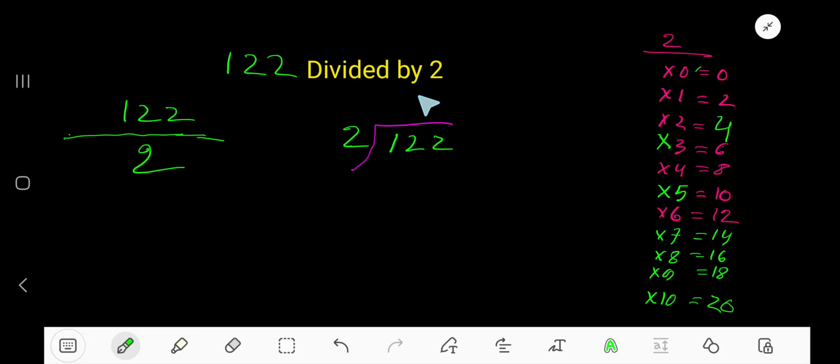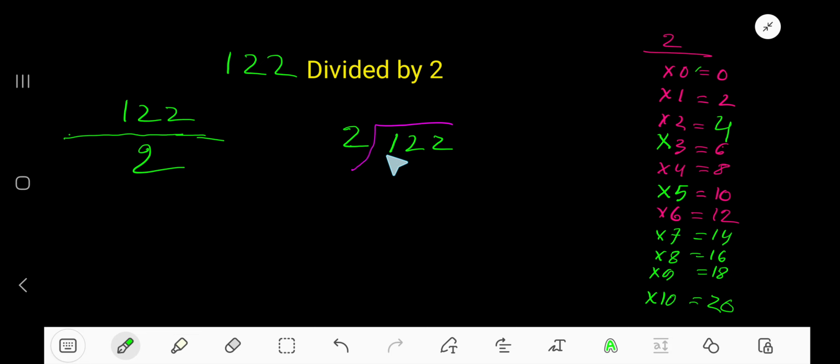122 divided by 2. Here 2 is a divisor, so we need the multiplication table of 2. 2 times 0, 0, 2 times 1, 2, 2 times 2, 4, 2 times 3, 6, 2 times 4, 8. To find out the multiplication table of 2, easily just add 2 with the previous step. 0 plus 2, 2, 2 plus 2, 4, 4 plus 2, 6, 6 plus 2, 8, right?